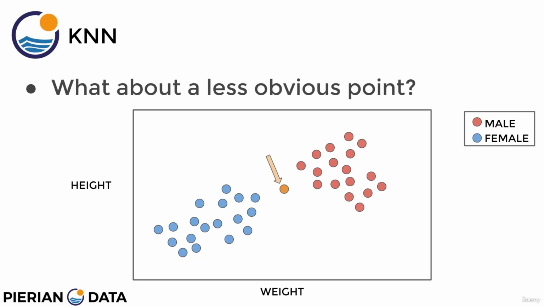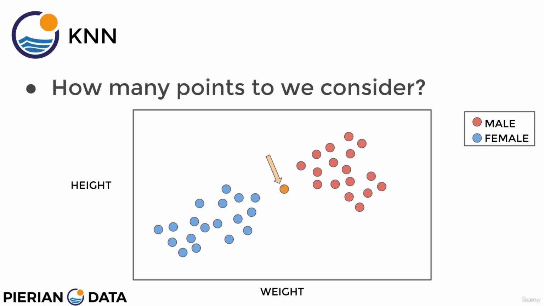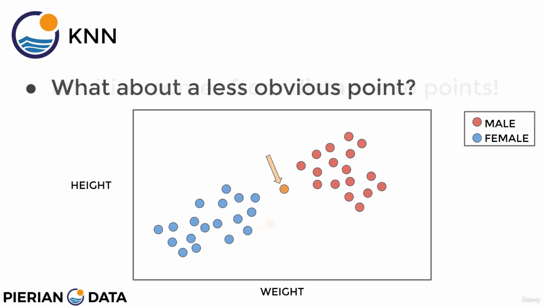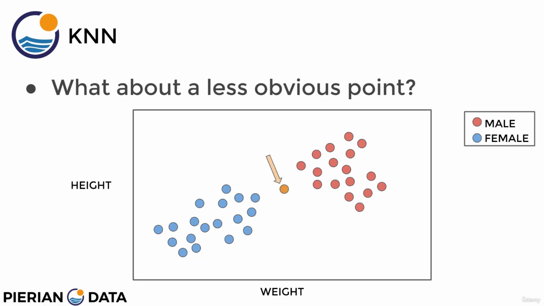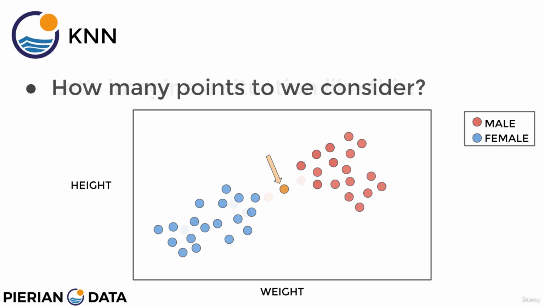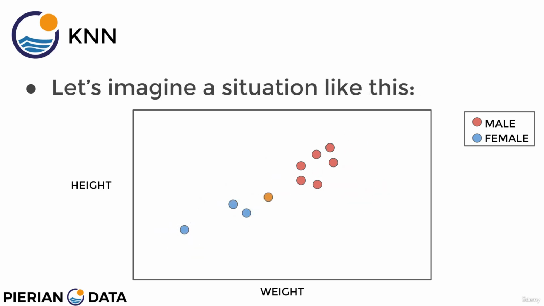But what happens when we're dealing with a less obvious point, one that kind of lies between class 1 and class 2 here, or male versus female? Also, how many points should you be considering? You saw here that we drew a line from the new point to 3 historical points, or k is equal to 3. But if you're dealing with a less obvious point, how do you decide on the right number of points to consider? So let's go ahead and imagine a situation that looks like this.